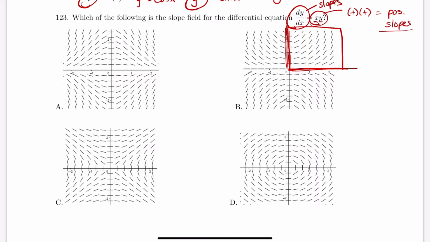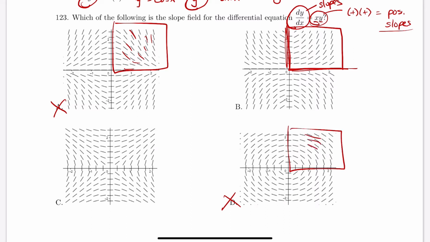That already helps me eliminate A and D, because if you look at these, all of the slopes in the first quadrant are in a downward motion, so those are all negative. Here, all of my slopes are also in a downward motion, so those are all negative. That at least helps me eliminate those. So all right, I know it's between B and C.